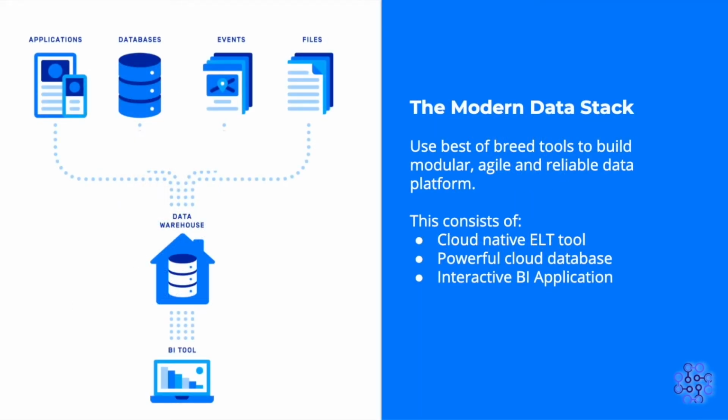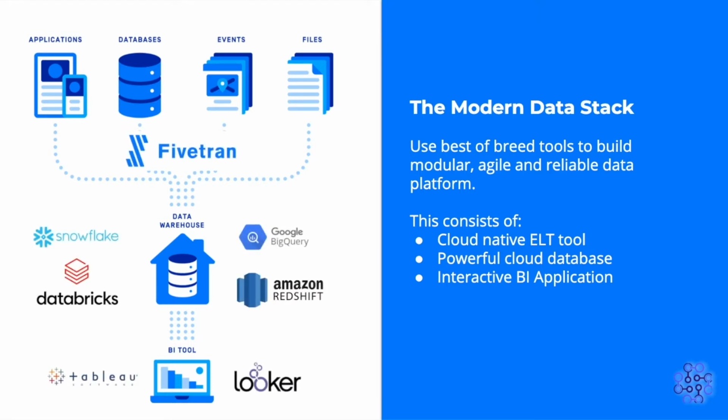A little bit of context around today's talk: it's going to be about the modern data stack and how we streamline and automate as much of the modern data stack as we can. So the modern data stack is a best of breed approach to build a modular, agile, and reliable data platform, and it generally consists of 3 parts. We have a cloud-native ELT tool such as Fivetran to land all our data reliably and consistently. A powerful cloud data warehouse such as Snowflake, Databricks, BigQuery, or Redshift. And an interactive BI tool to surface the insights that we're going to pull from that data.